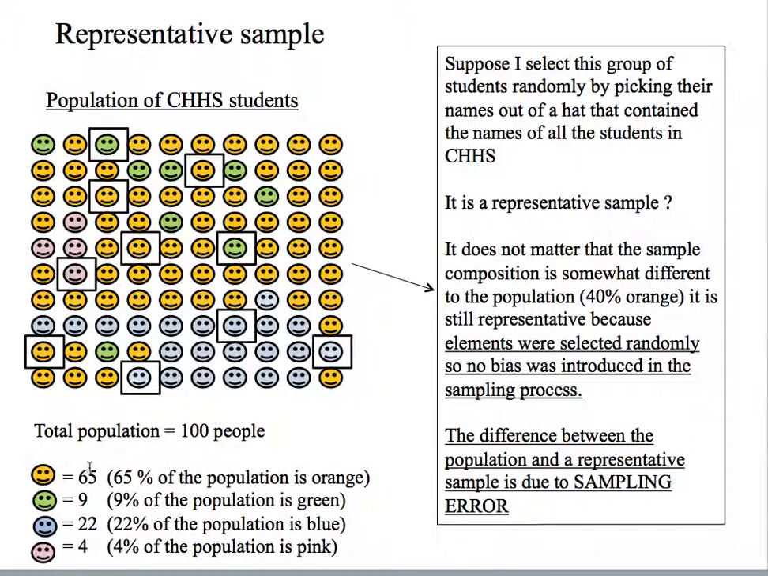But the population proportion is 65%. So my sample doesn't have the same composition or the same proportion of orange students as the population does. Now, my sample is still representative, because it was selected randomly. It's an unbiased sample, but it's different. And that difference is explained by sampling error. So sampling error is what explains the differences between an unbiased sample and a population.